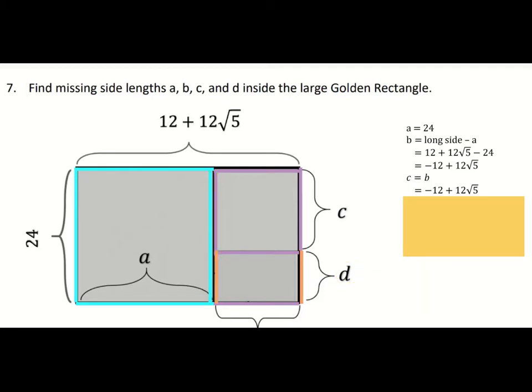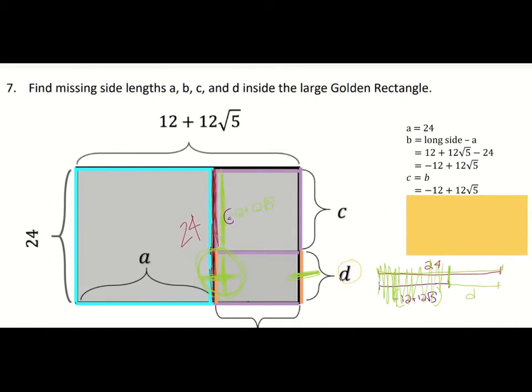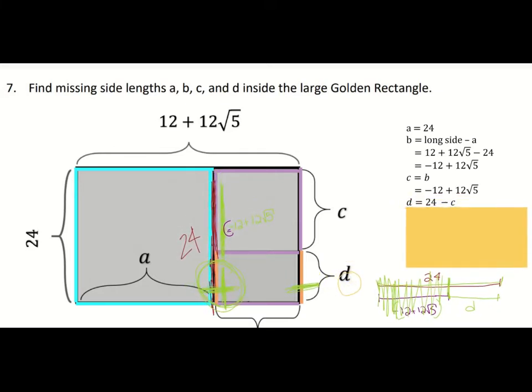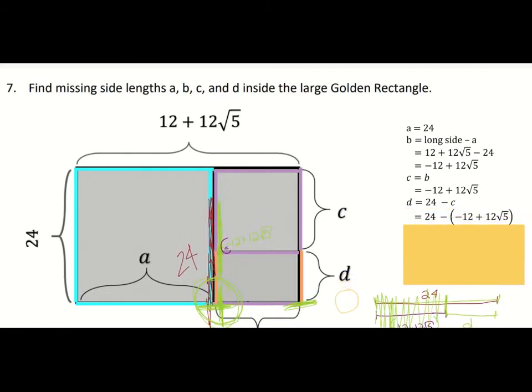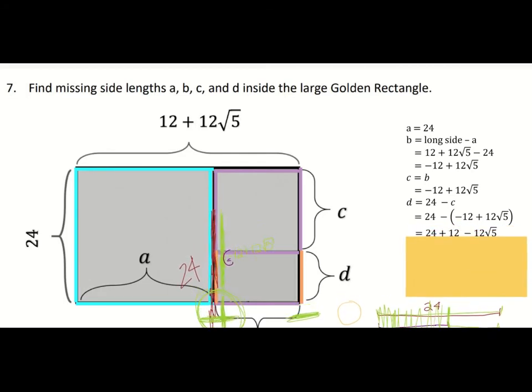So let's look at that work. We've got, it's going to move some of my drawings whenever I move this shape around, but we really just want to look at the math on the right-hand side anyway. D will be equal to 24 minus the length of C. That was the negative 12 plus 12 root 5. We have to be very careful that we write C in parentheses because we're subtracting two terms. So I need to subtract negative 12 and I need to subtract positive 12 root 5.